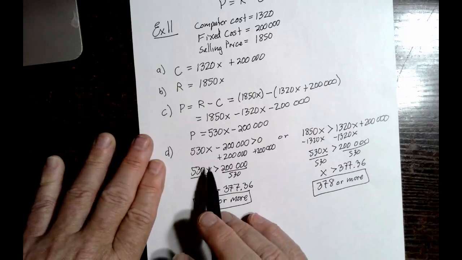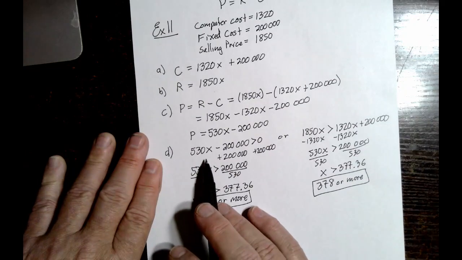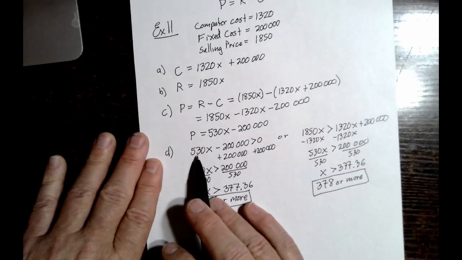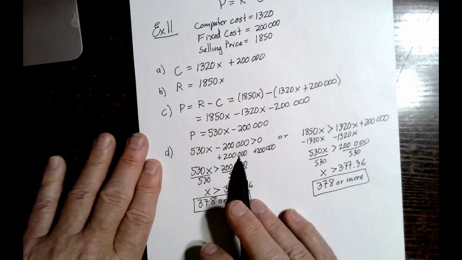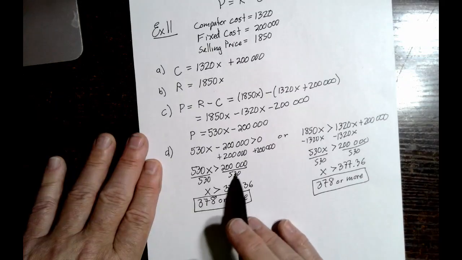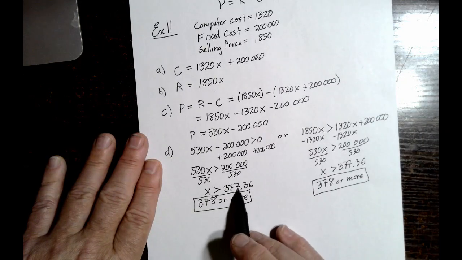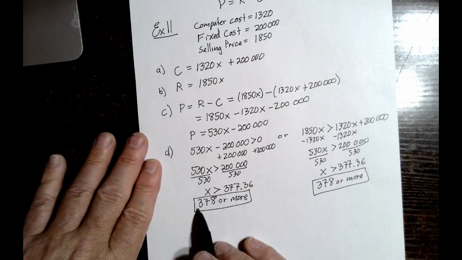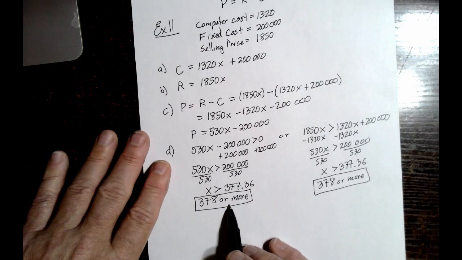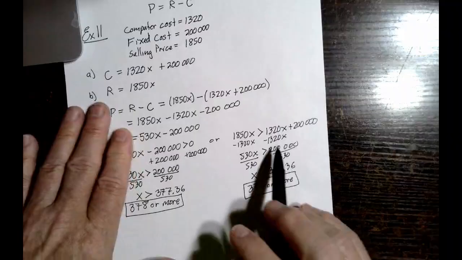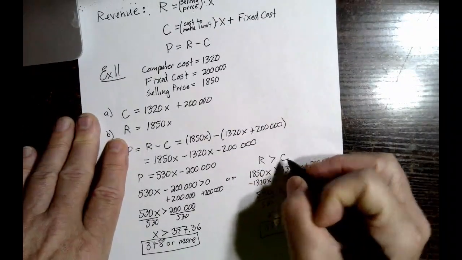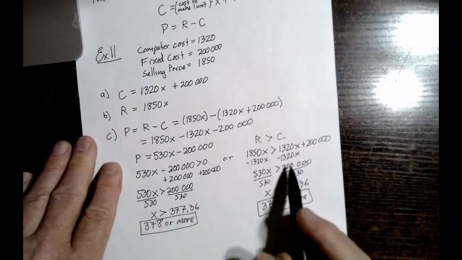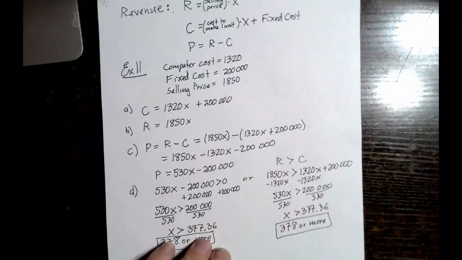Now they ask you, you want to make a profit, or you want to not lose money, so you force your profit to be greater than 0, and you add 200,000, divide by 530, and you get x greater than or equal to 377.36, or if you sell 378 or more, you are making a profit. Now the other way you can do it is you can say revenue is greater than cost, which is this equation here, and when you solve it, you get the same answer. So you can solve it either way. Doesn't matter.